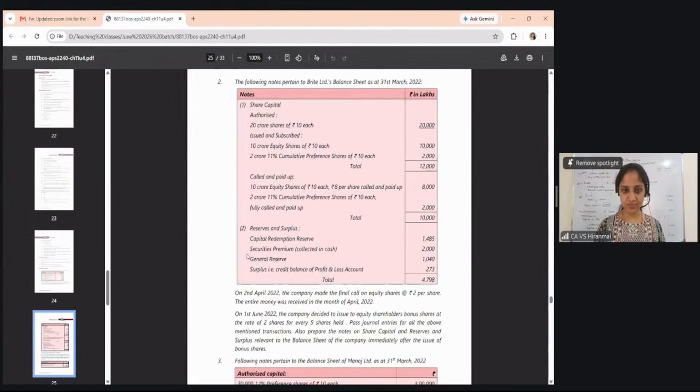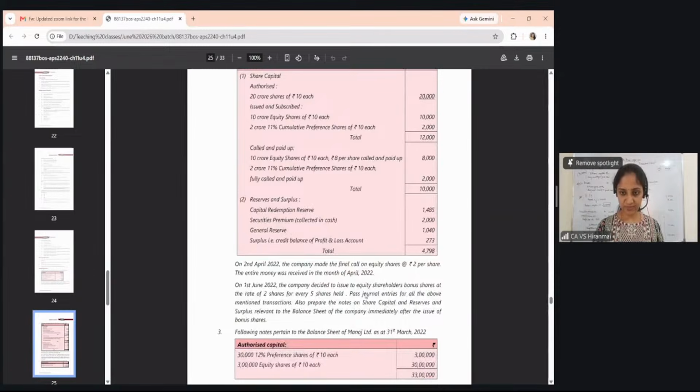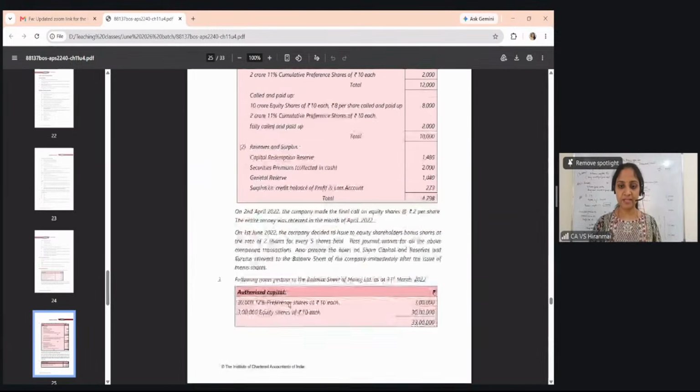This is also the same. Practical question number 2. Very, very simple. Made the final call and then you are doing the bonus issue. So how many questions have I given you as homework? Illustration 4, practical question number 1, practical question number 2.